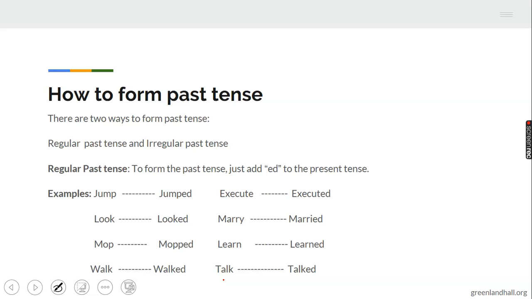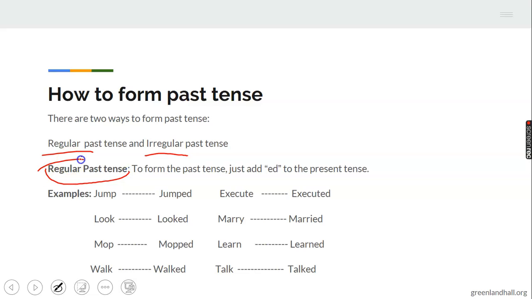How do we form past tense? We can form past tense in two different ways. I'll be explaining to you the two ways, so I want you to please pay attention and come along with me. We have two ways: regular past tense and irregular past tense. So I'm going to be discussing two of them. The first one is regular past tense.